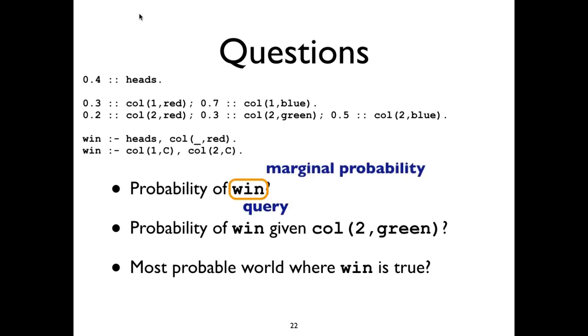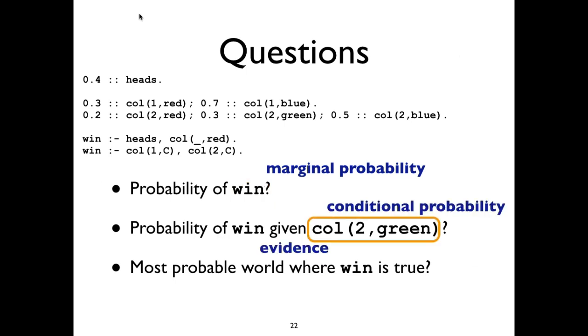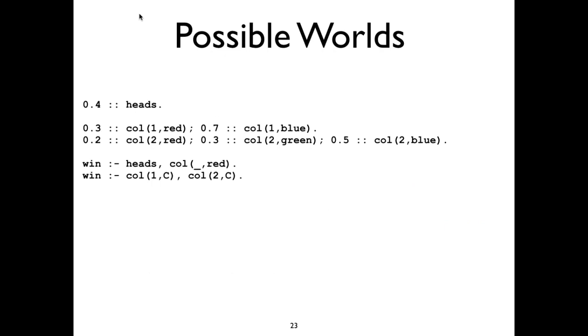So the first is like the marginal probability that you're asking for. The second is like the typical question of interest in graphical models. It's conditional probability in the light of the evidence that the second ball is green. And the third one is this most plausible explanation, this MPE inference that you're trying to do.